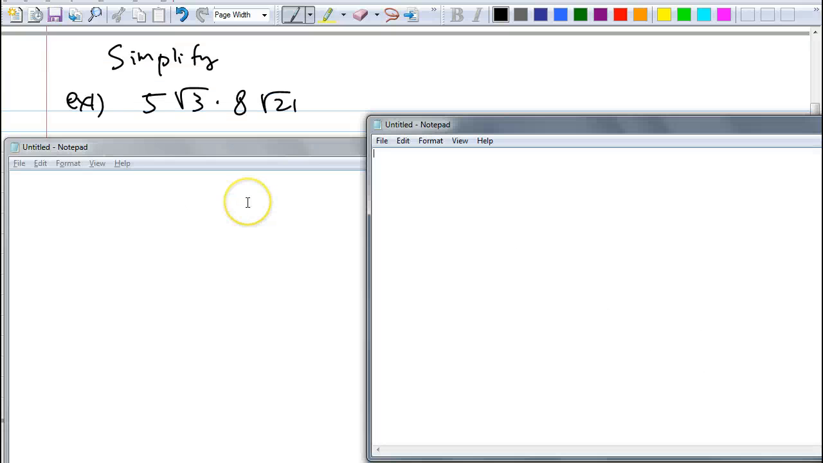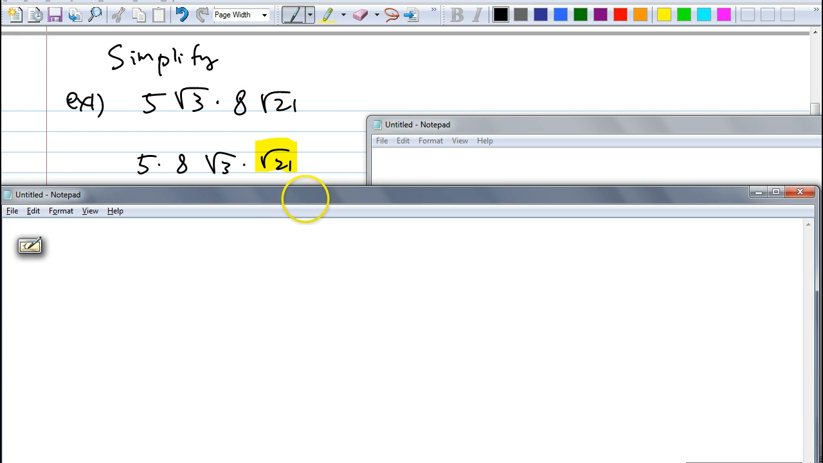Okay? So let's take a look at example 1. It says simplify 5 square root of 3 times 8 square root of 21. And so what should we do here? Well, it's pretty straightforward. First of all, everything's multiplying. 5 is multiplying square root of 3 times 8 times square root of 21. So could we rewrite it this way, where you just multiply the rational numbers and then multiply the irrational numbers together, right? 5 times 8 and times square root of 3 times square root of 21.